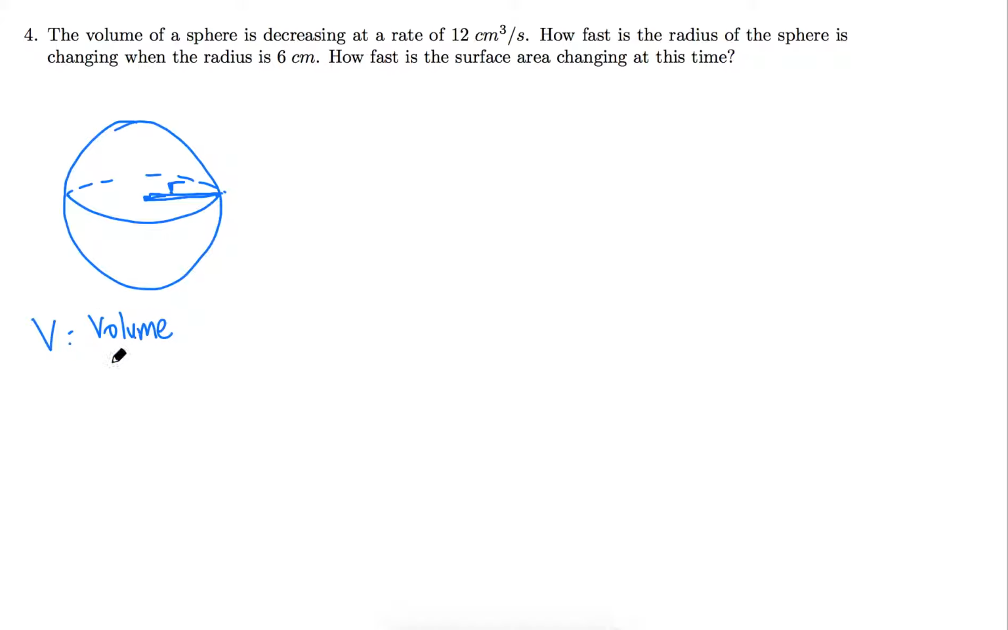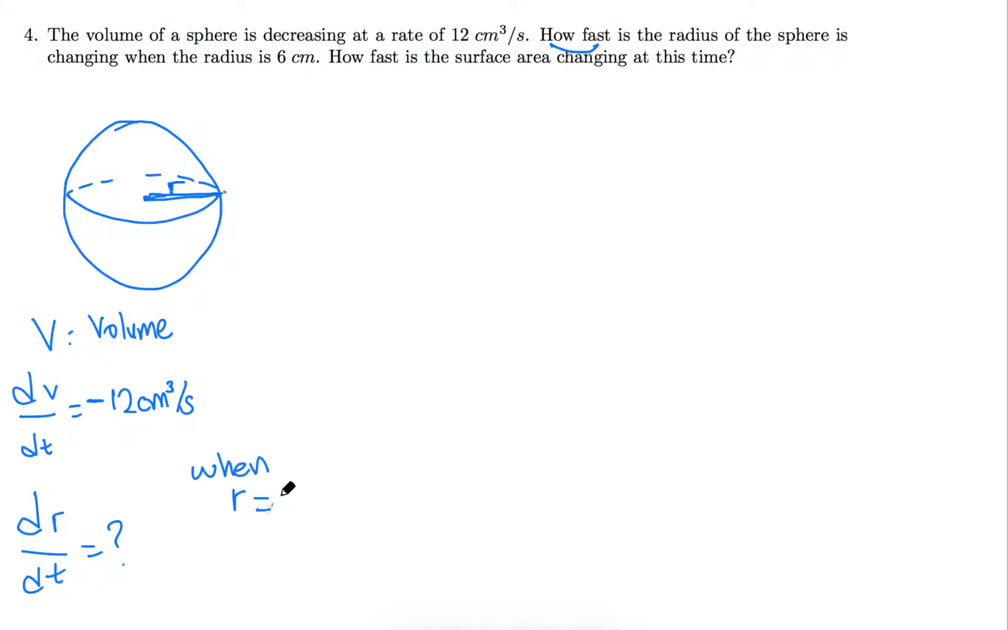So we are given dV over dt. That is 12 cubic centimeters per second. And since it says the volume is decreasing, we know that the sign is negative. And we're looking for how fast the radius of the sphere is changing. That means find the derivative. How fast means find the derivative of the radius at this time. What is our time? When the radius is 6 centimeters, when r is equal to 6 centimeters. If I need any other information, I will find it later on.